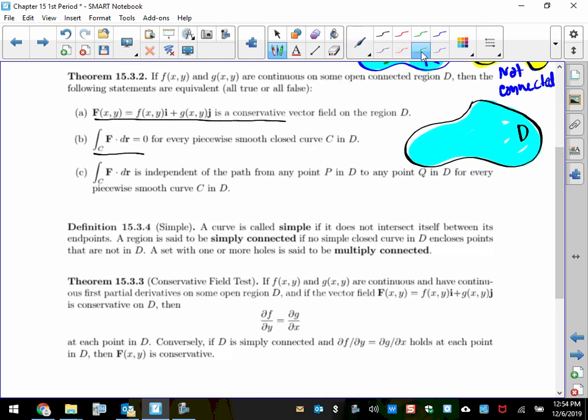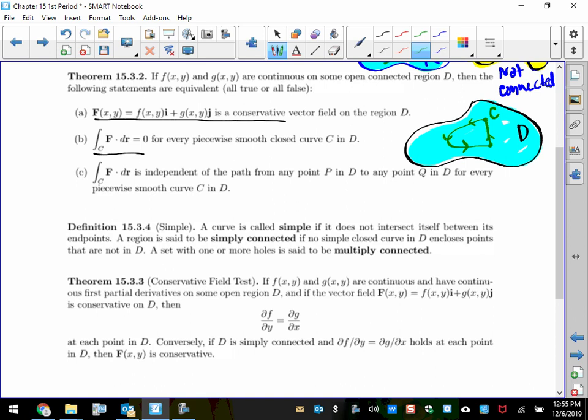And then we've got a piecewise smooth curve. Piecewise smooth just means that it's smooth on pieces. So this could be my curve C, and maybe I go this way. Now there are sharp corners, but as long as it's piecewise smooth, so every piece is smooth, that's fine. And it's closed. It connects from the beginning to the end.